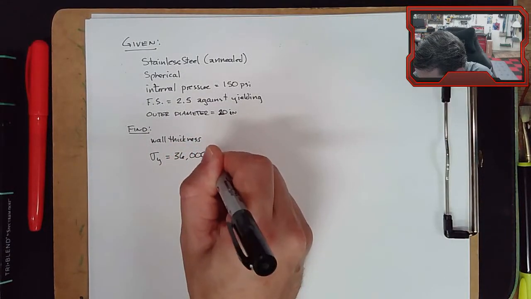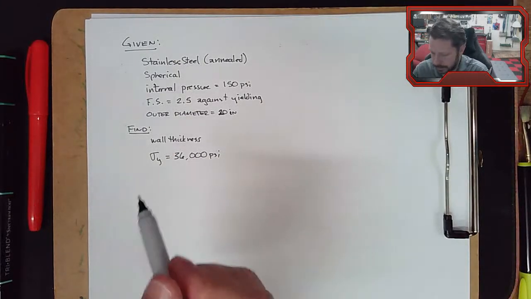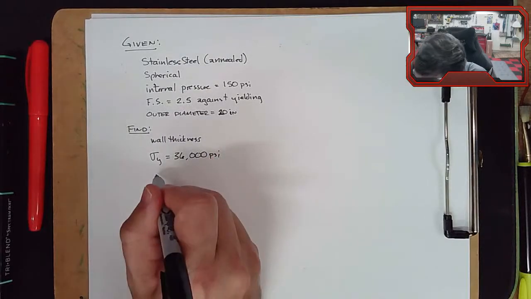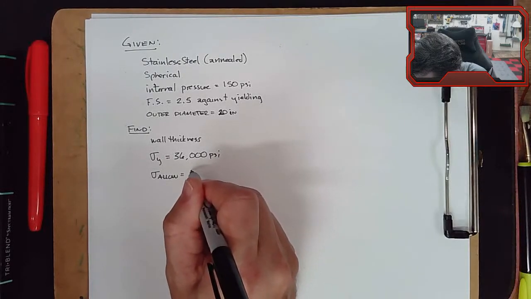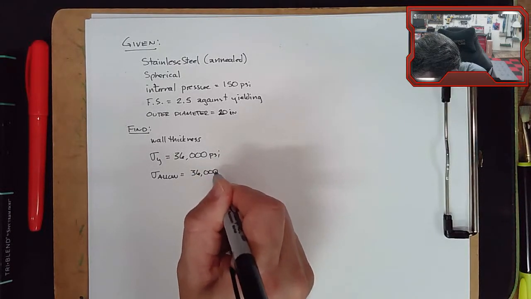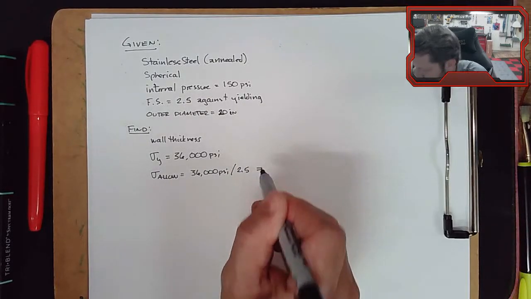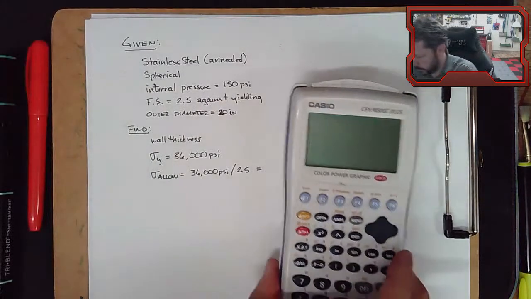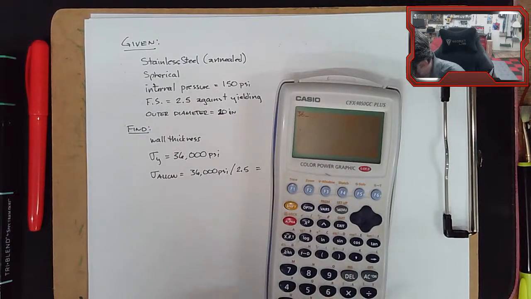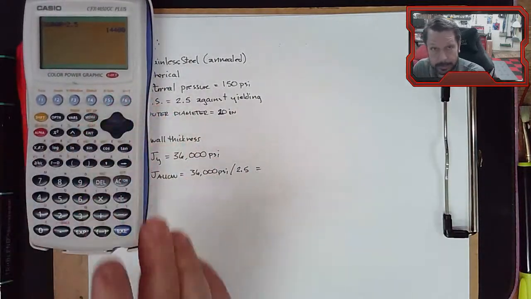All right, 36,000 psi. But we don't want to use exactly 36,000. We want a factor of safety of 2.5. So our sigma allowable equals this 36,000 psi divided by our factor of safety, which is 2.5. So where'd my calculator go? Here it is. 36,000 divided by 2.5, 14,400. That's our maximum allowable stress in the wall.